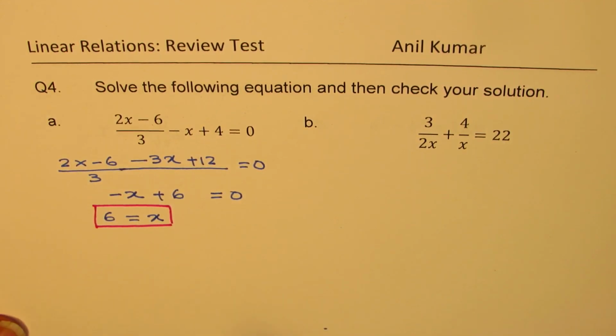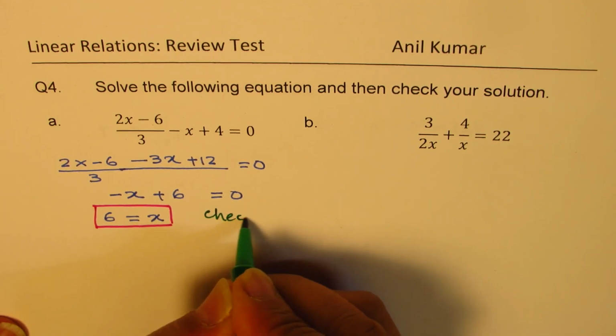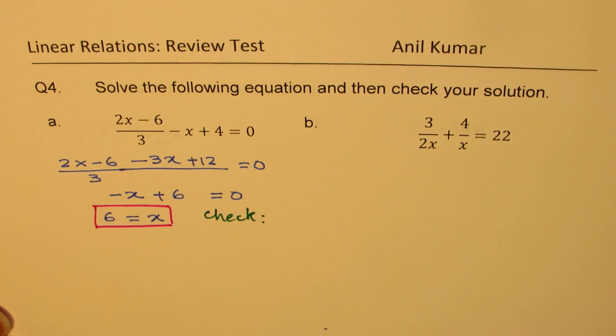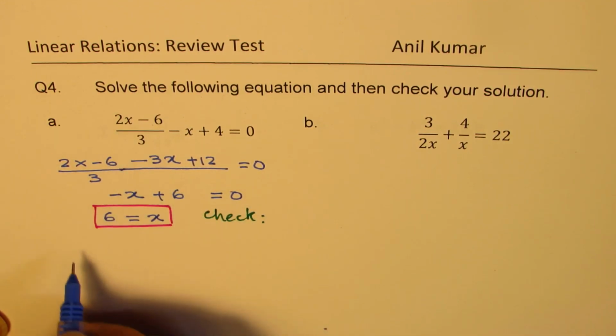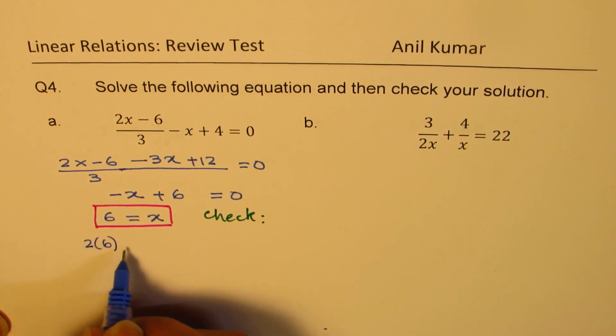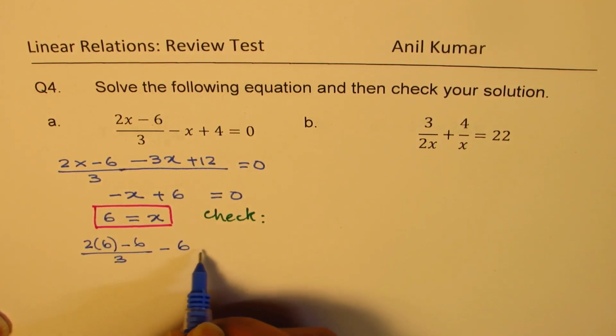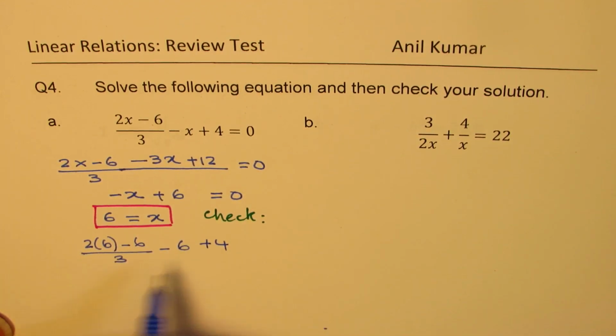Now let us check. Check really means we'll substitute the value here and see whether the left side is equal to the right side or not. Substituting 6, we get 2 times 6 minus 6 over 3 minus 6 plus 4, right? So that is what we need to check.